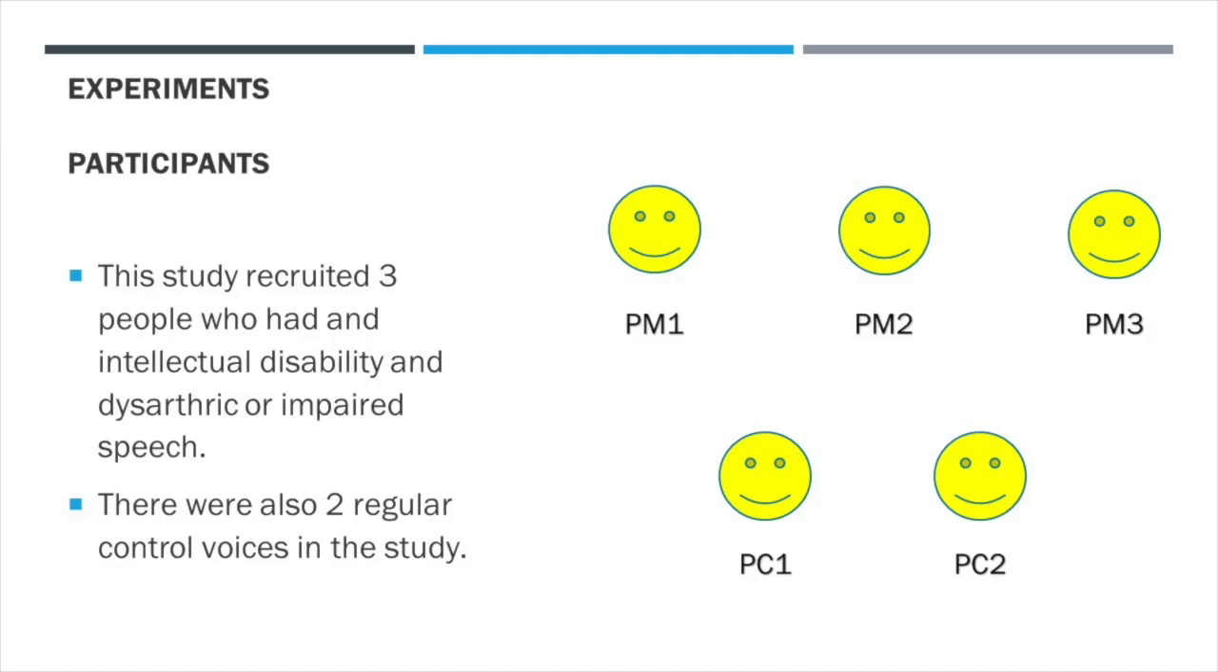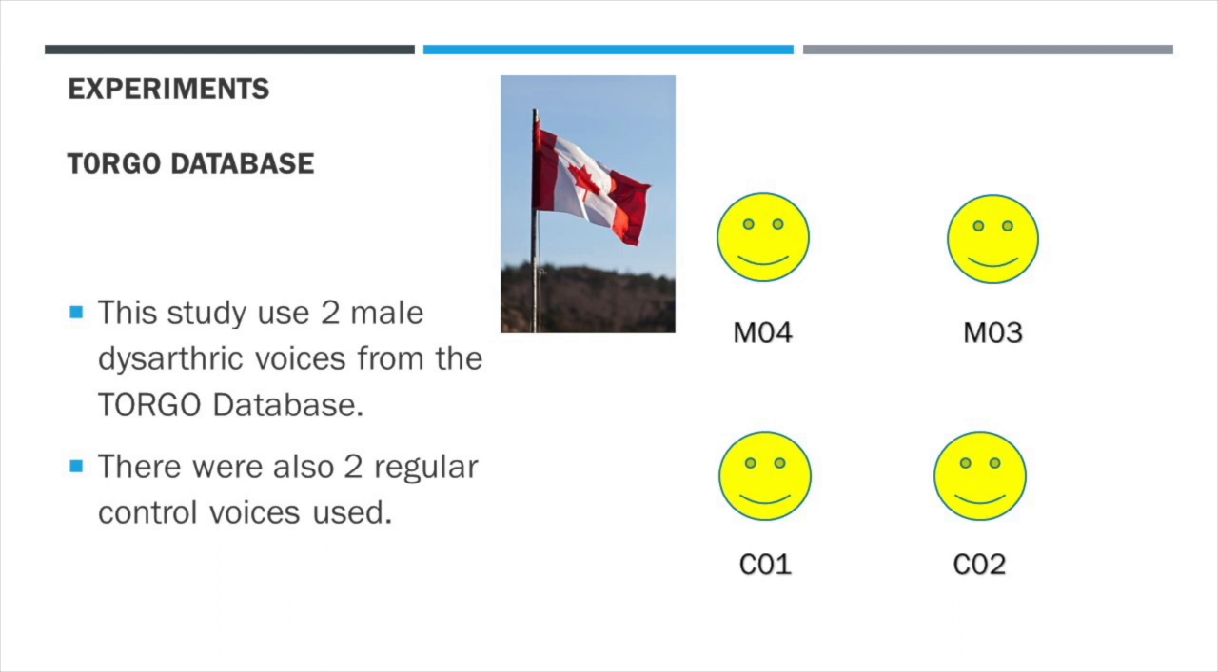For this study, I recruited 3 people who had an intellectual disability and dysarthric or impaired speech. I also recruited 2 regular control voices for the study. I also used voices from the Targo database, which is a Canadian database of dysarthric voices. I used 2 male dysarthric voices, as well as 2 regular male voices from the database.